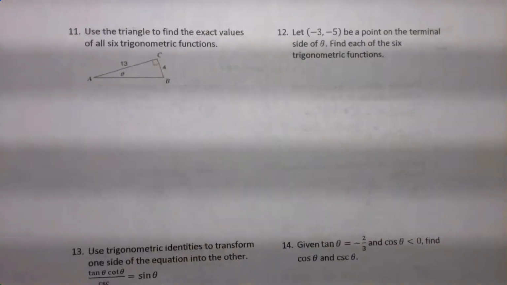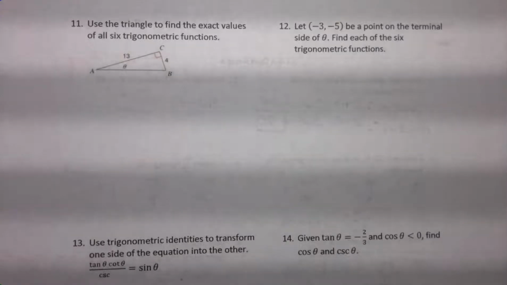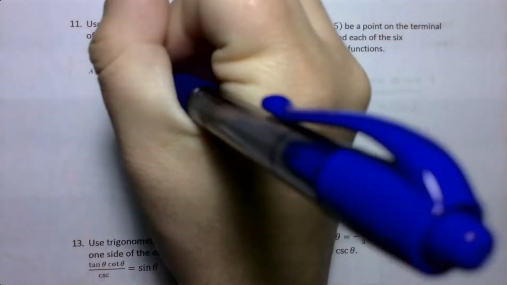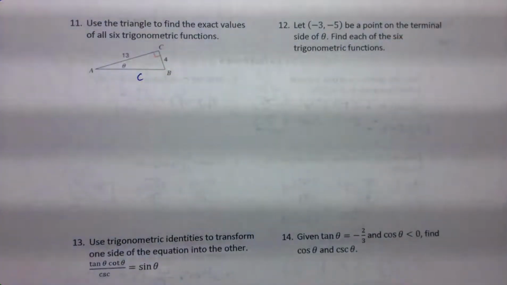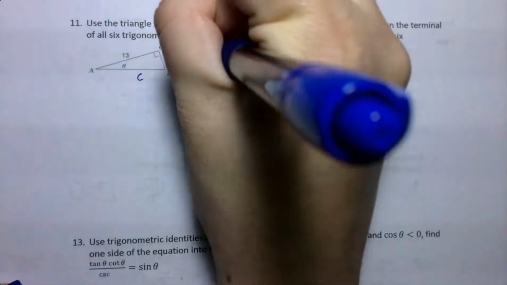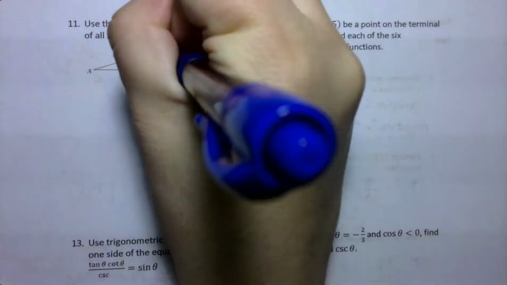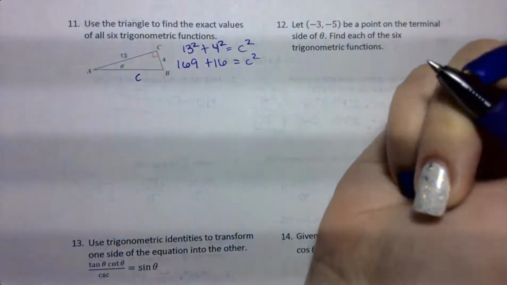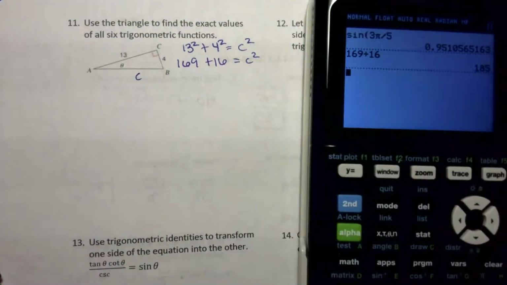Okay. Number 11 wants me to use the triangle to find the exact values of all 6 trigonometric functions. It labels 2 of the sides for me, so I need to find the value of the third side. What I first want to do is use the Pythagorean theorem to figure out this length. This is my longest side, so I'm looking for my hypotenuse here. I am going to take 13 squared, add it to 4 squared, and set it equal to c squared. So 13 squared is 169. 4 squared is 16. C squared stays c squared. I don't know 169 plus 16, so I'll add those on my calculator. This gets me 185.